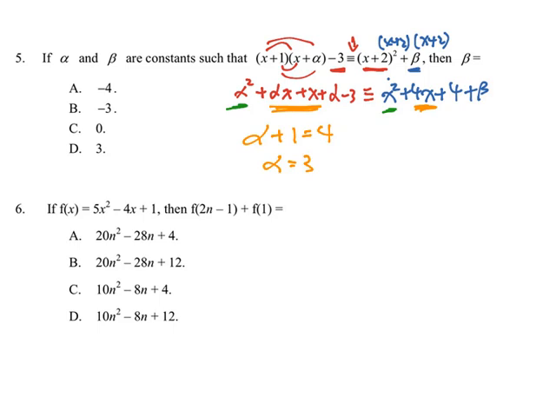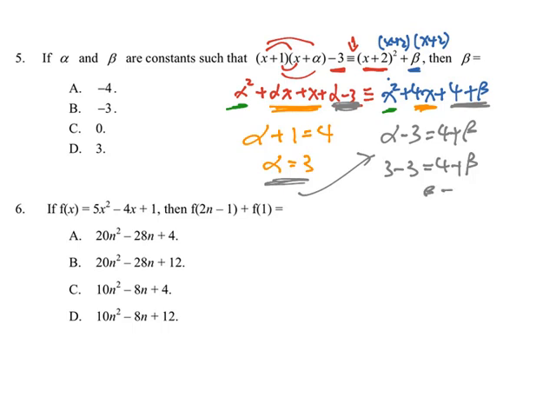Next, we'll compare the constant term. The constant term is here. So alpha minus 3 equal to 4 plus beta. For alpha, we get it from this one, so it becomes 3 minus 3 equal to 4 plus beta. So finally, beta is equal to negative 4. These two cancel, 4 goes to the left hand side, becomes negative. So the answer is A.